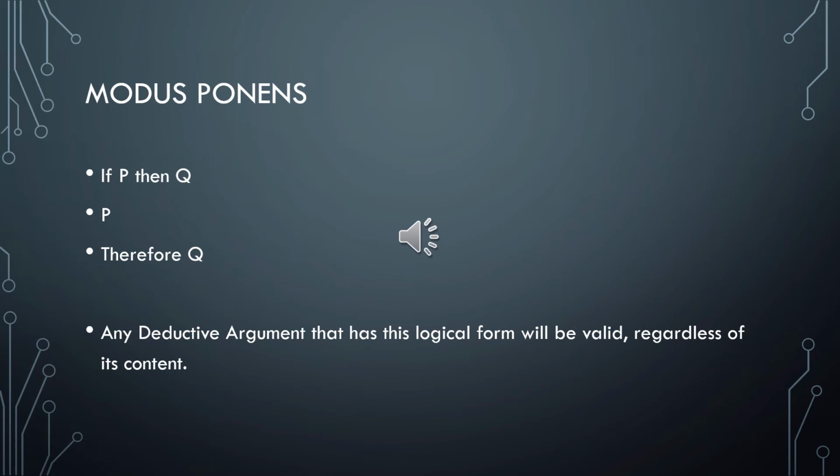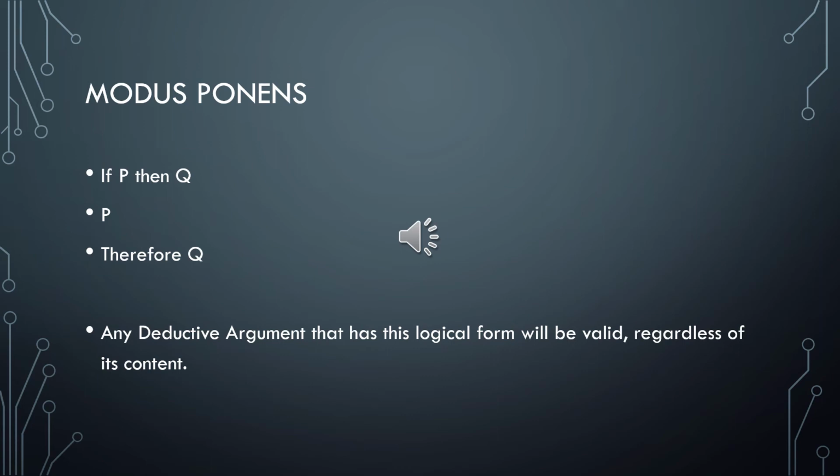So the preceding argument about Lady Gaga, when we get rid of all the content, has this structure. If P, then Q; P; therefore Q. Try to think it through. P stands for Lady Gaga being an octopus, and Q is having 8 legs. So if P, then Q: if Lady Gaga were an octopus, then she would have 8 legs. Lady Gaga is an octopus, that's P, therefore Q, therefore she has 8 legs.